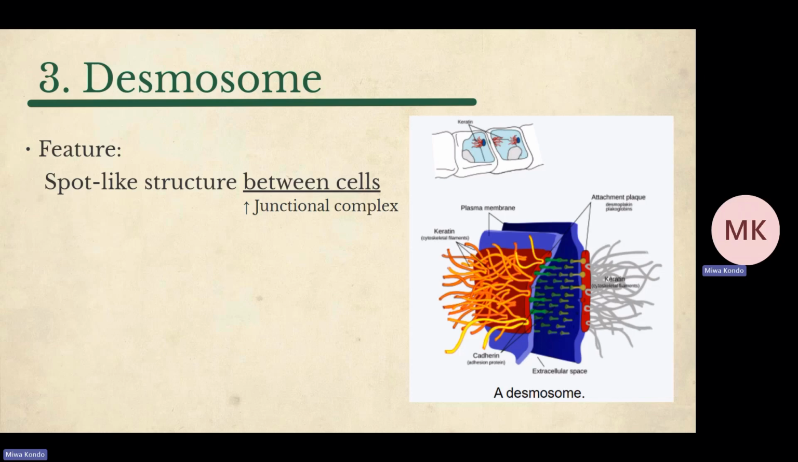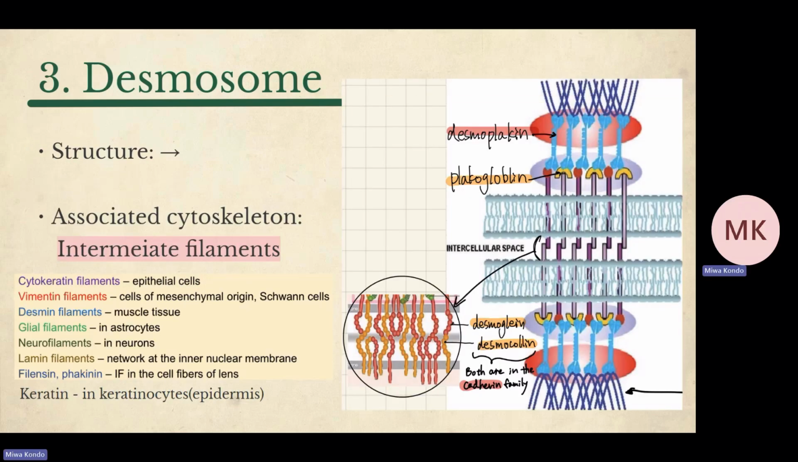Next, desmosome. Unlike the previous two, desmosomes provide spot-like adhesions between cells. Desmosomes are made up of intracellular components, such as desmoplakin and plakoglobin, and extracellular components like desmoglein and desmocollin, which belong to the cadherin family. The associated cytoskeleton is intermediate filaments. I've listed some of the important intermediate filaments found in different cells.